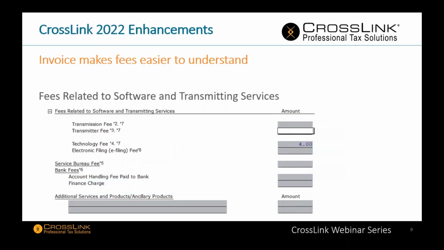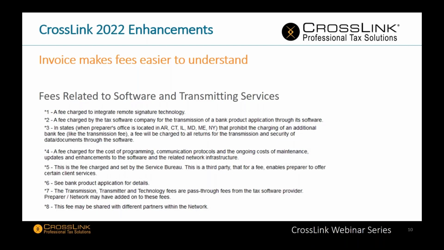And then most importantly, I think, is the fees related to software and transmitting services. Very straightforward, showing you all the different types of fees that are associated with the software and transmitting this tax return. And you'll notice as well, next to each one of these areas, you have these numbers with an asterisk. Well, those are basically footnotes, and right below this section for the fees related to software and transmitting services, you have this, which clearly explains what each fee is all about, hopefully making your life much easier when it comes to, not only you understanding these fees, but also explaining these fees to the customer if it does require additional explanation. So very, very straightforward and lots of good information there.